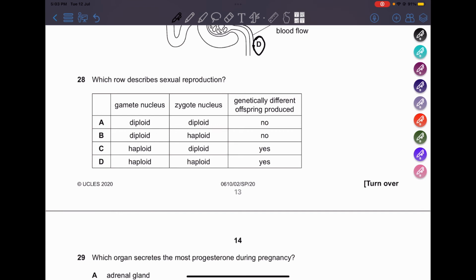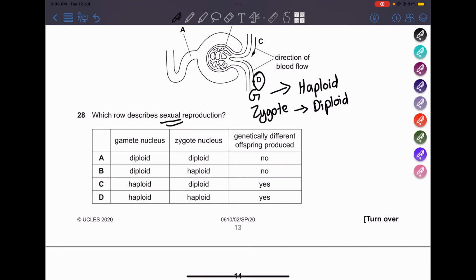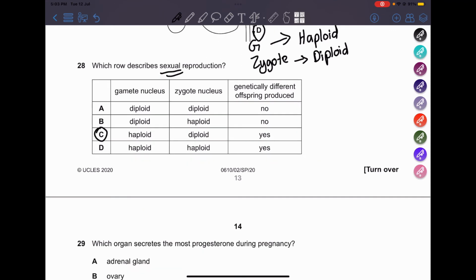28. Which row describes sexual reproduction? Gamete nucleus, zygote nucleus, and genetically different offspring produced? Yes or no? Now over here we know that in sexual reproduction the gamete is actually haploid. In order to make a diploid cell, the gametes have to be haploid, and the zygote nucleus is going to be diploid. That's because haploid and haploid actually produce diploid, and of course it's going to be genetically different, so our answer is going to be C.